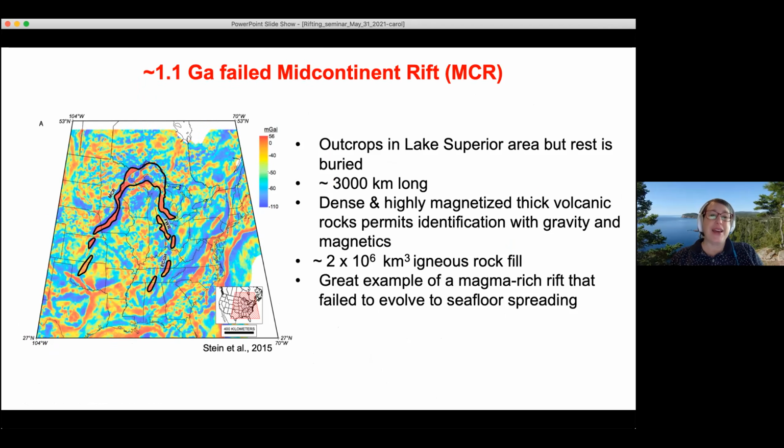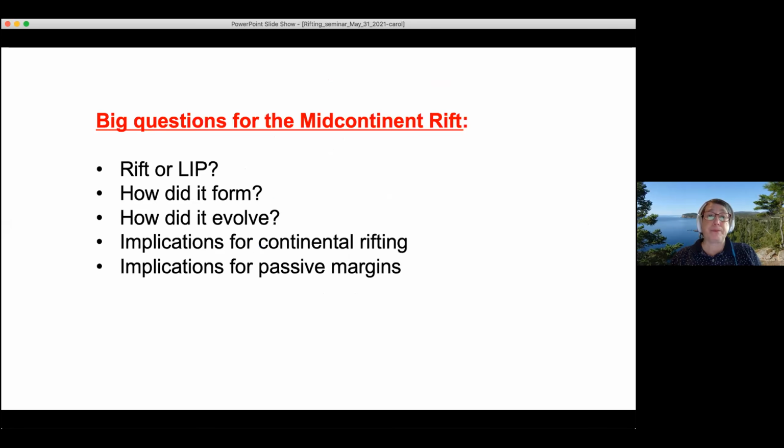and magnetic surveys. In fact, starting in the 1940s and 50s, people who looked saw large anomalies in these areas and realized that it was part of the feature that was visible in the Lake Superior area. There are more than 2 million cubic kilometers of igneous rock fill, and it's a great example of a magma-rich rift that failed to evolve to full seafloor spreading.